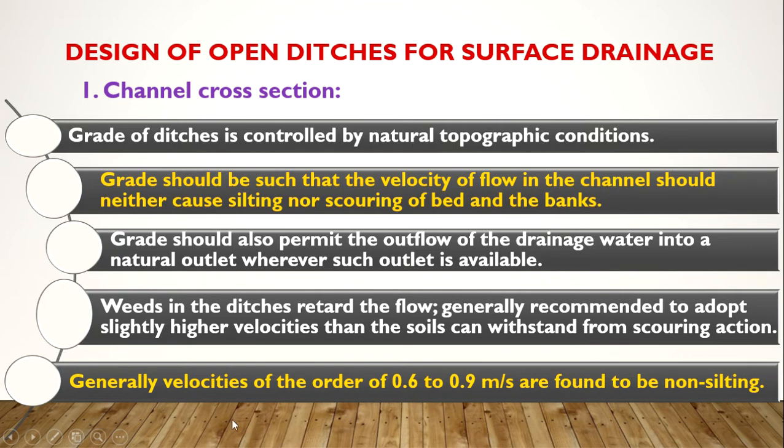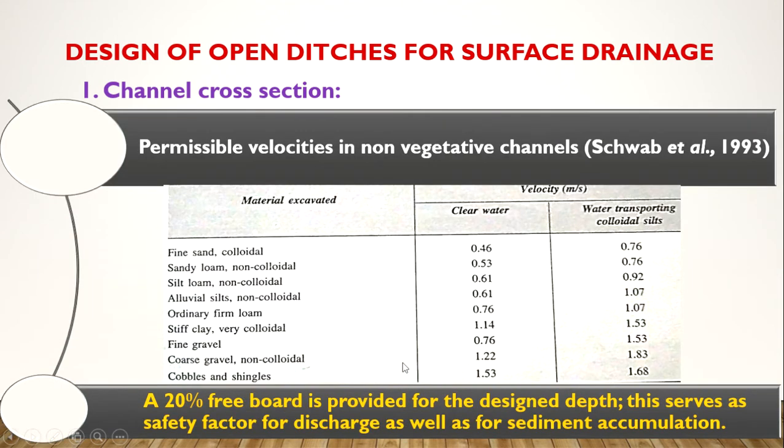When weeds are there, the velocity of flow through the ditches will be less. It will decrease the velocity and hinder the water flow. So we have to consider this also while designing the ditch. We can give a slightly higher velocity than the design velocity to consider the weeds. If there are weeds in future that will resist the flow of water, then we have to give some higher velocities during the design itself. So this is the velocity of water through these channels when there is no vegetation. A 20% freeboard is also given to the design depth for safety concern.